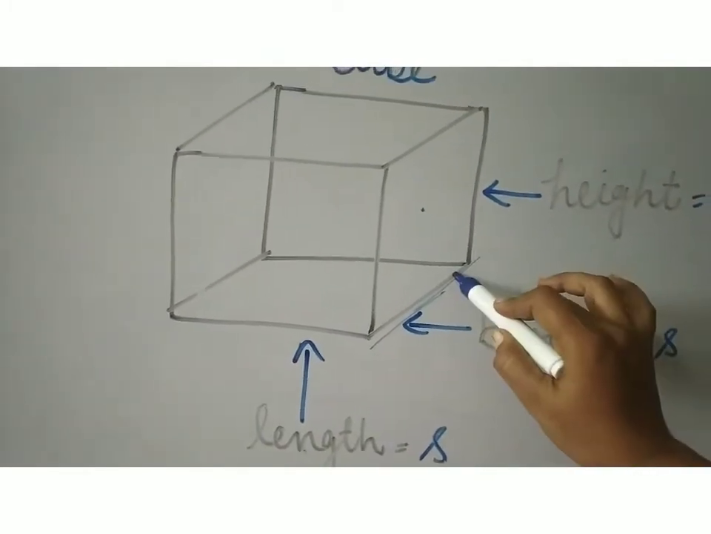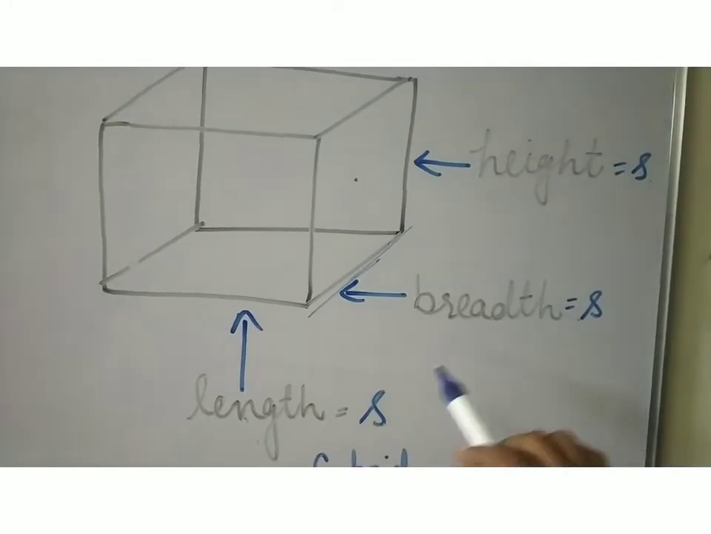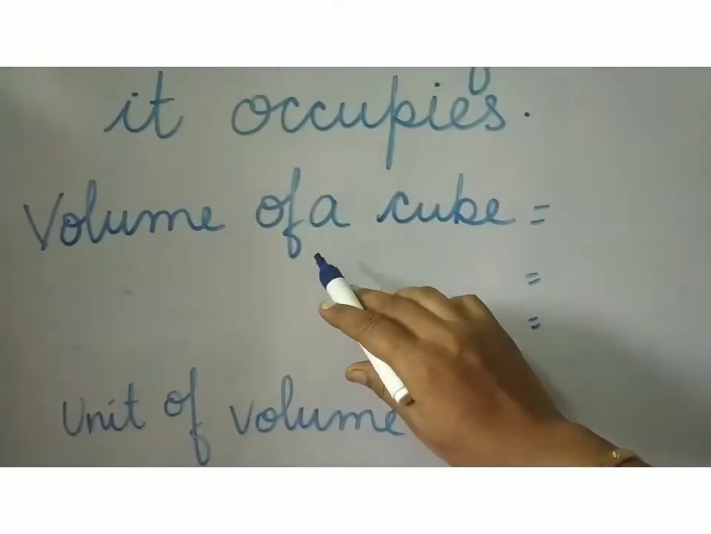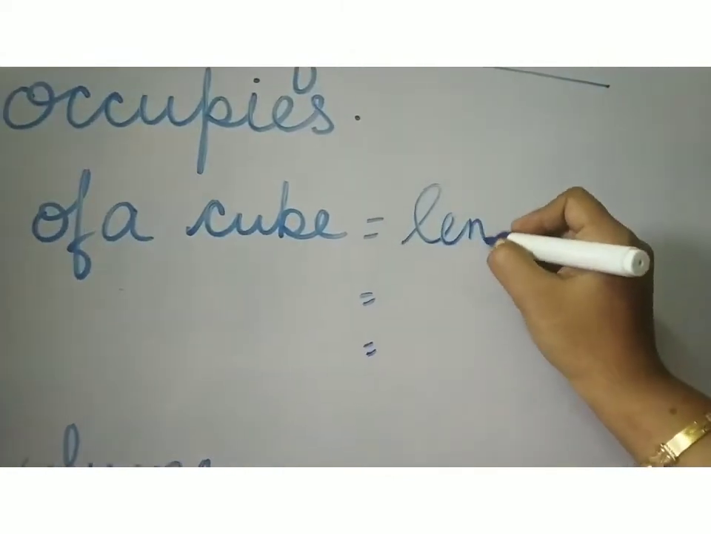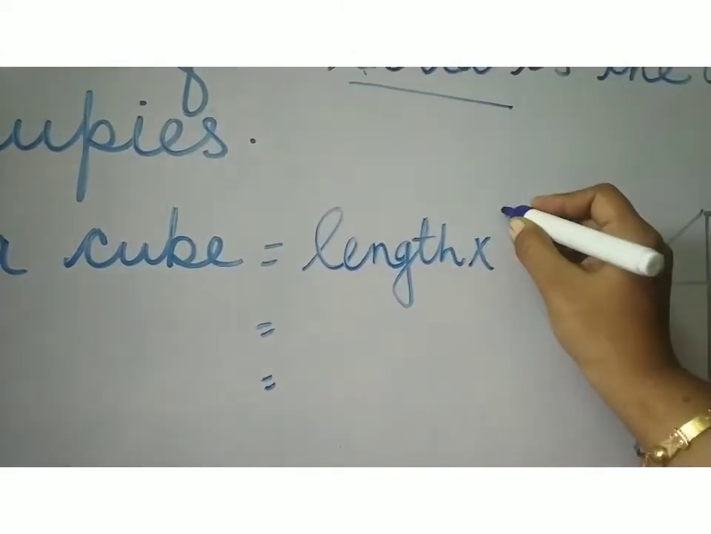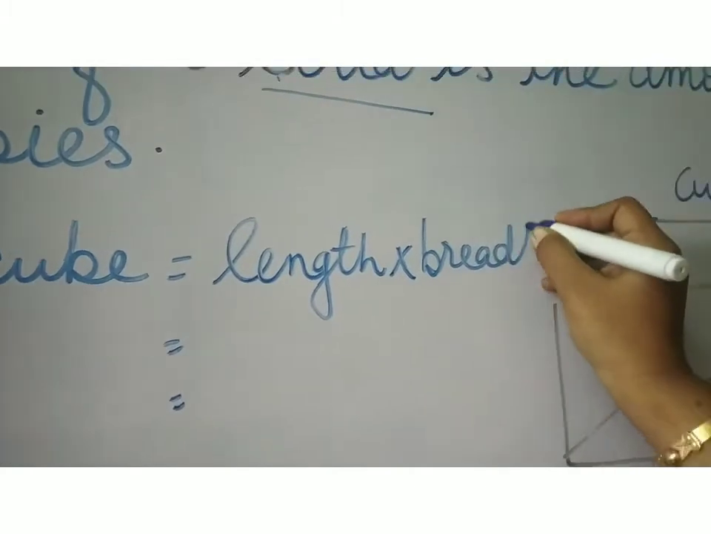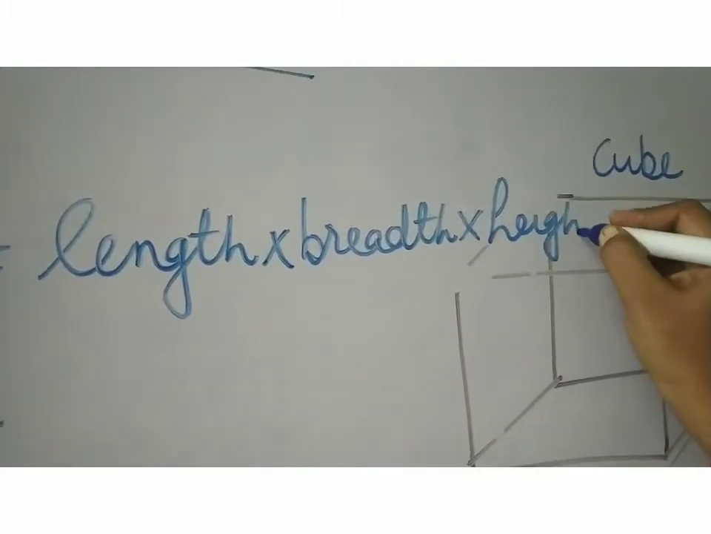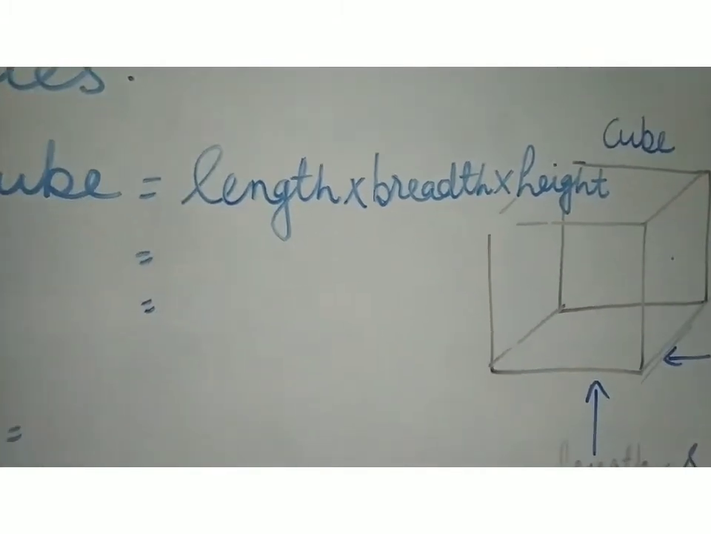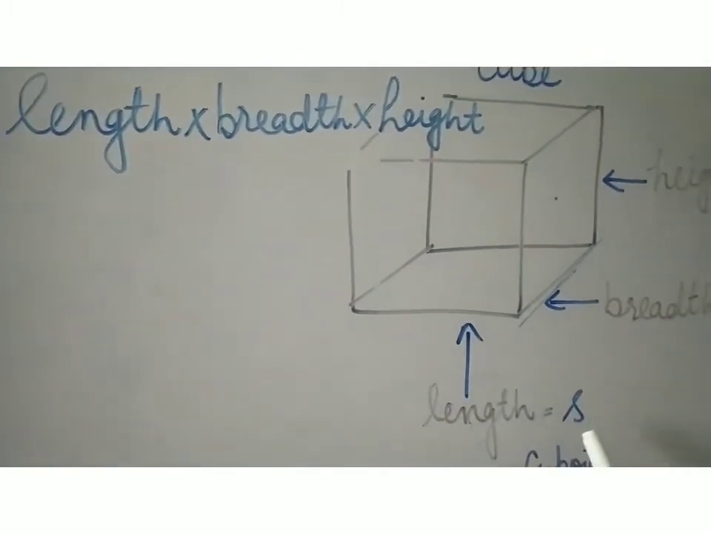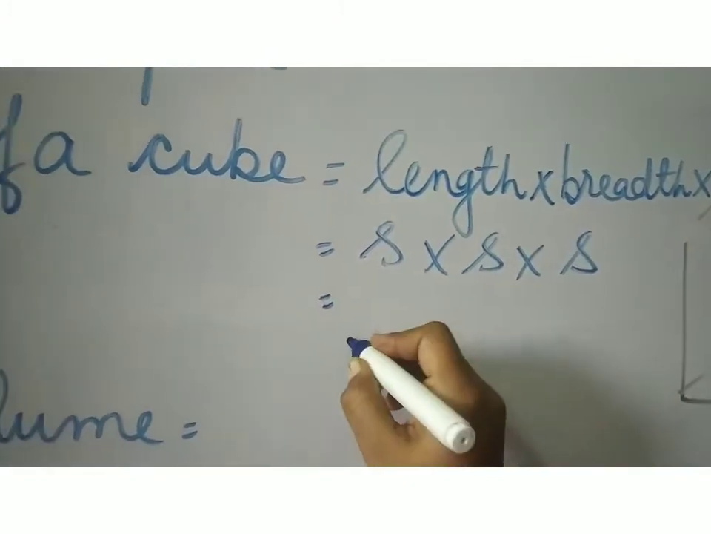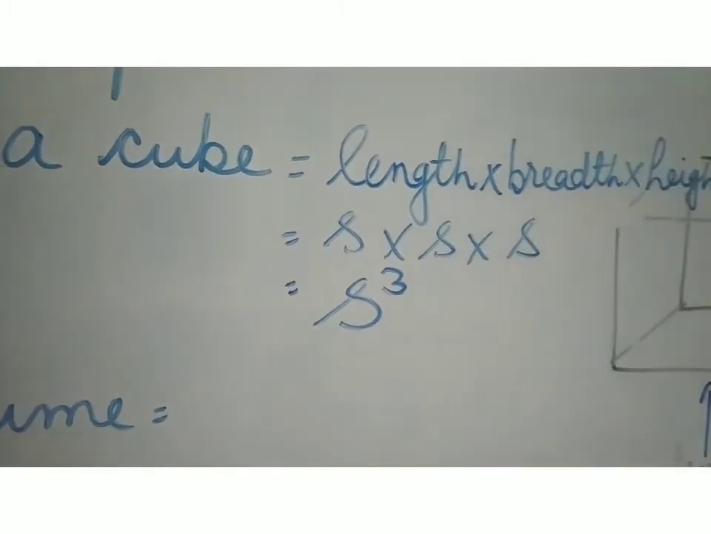So volume will be considered as length multiplied by breadth multiplied by height. So the volume of a cube will be length multiplied by breadth multiplied by height. As length, breadth and height are equal to the side, it becomes side multiplied by side multiplied by side. That is side cube.